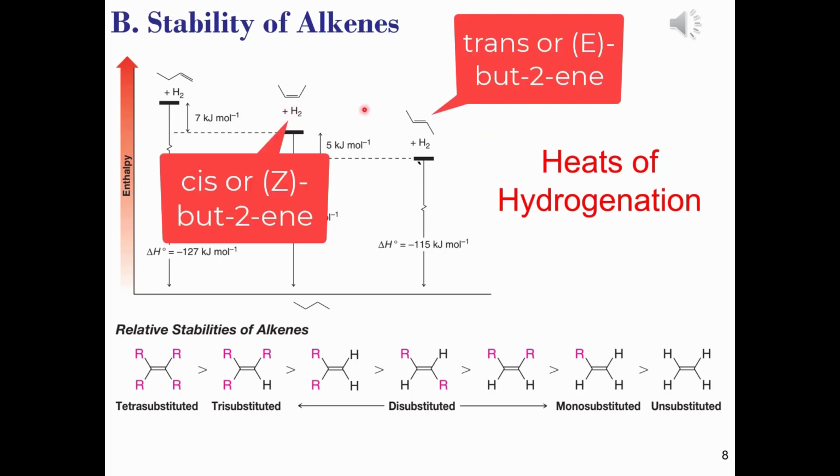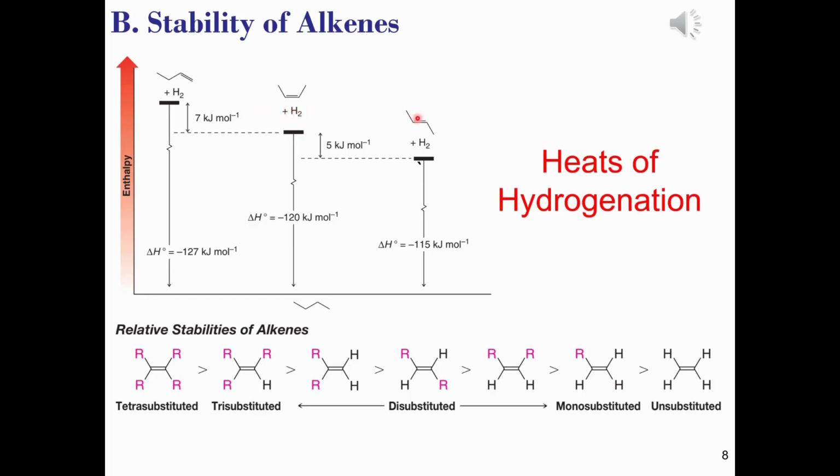For the trans arrangement, this places the two methyl groups on opposite sides of the double bond and is more stable. The cis arrangement places them on the same side of the double bond, and that's less stable. Now, the mono-substituted, as seen by but-1-ene, is even less stable. And this is really coming back to hyperconjugation.